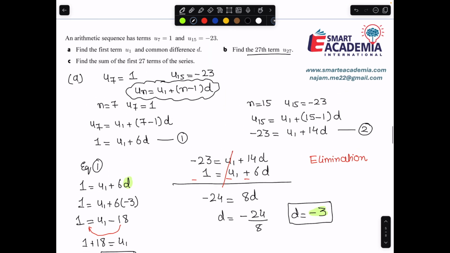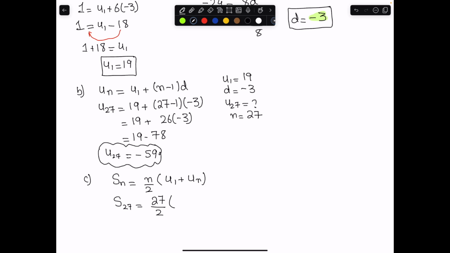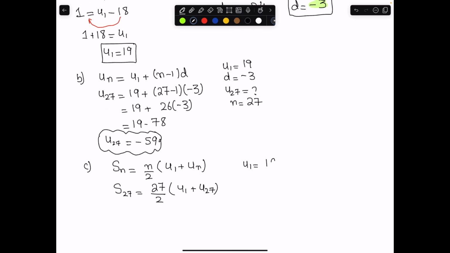And the final part says find the sum of the first 27 terms. This is pretty easy as well because we have the 27th term. So the utility of the first formula is higher in this case, u1 plus un. So S of 27 is basically 27 over 2 times u1 plus u of 27. As I know, my u1 is 19, my u of 27 equals minus 59.